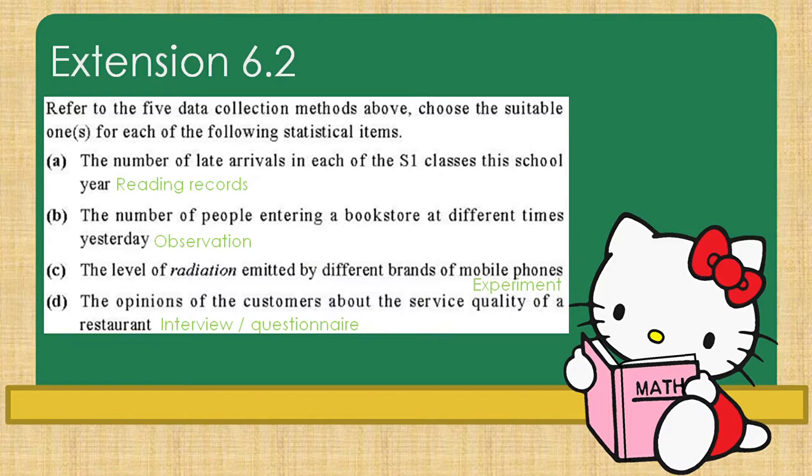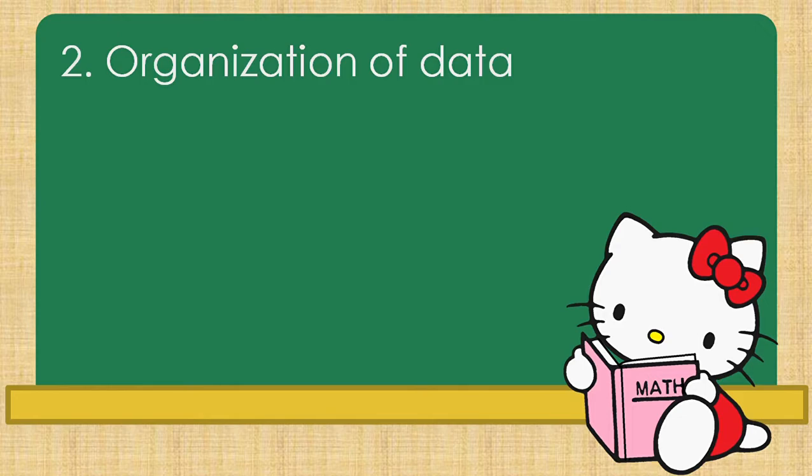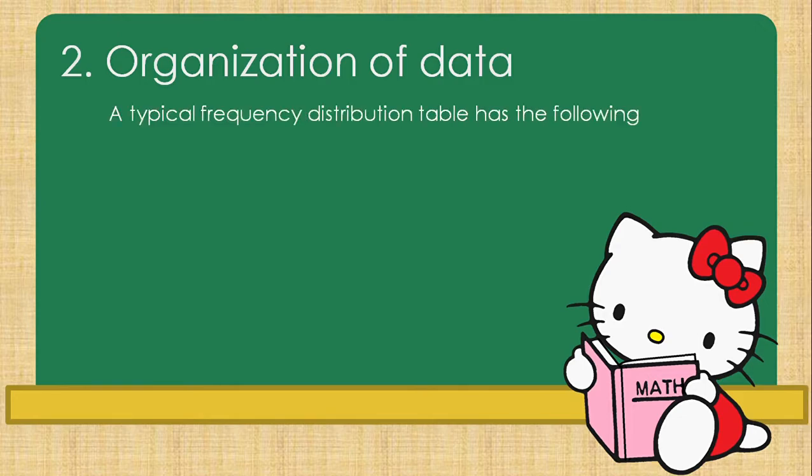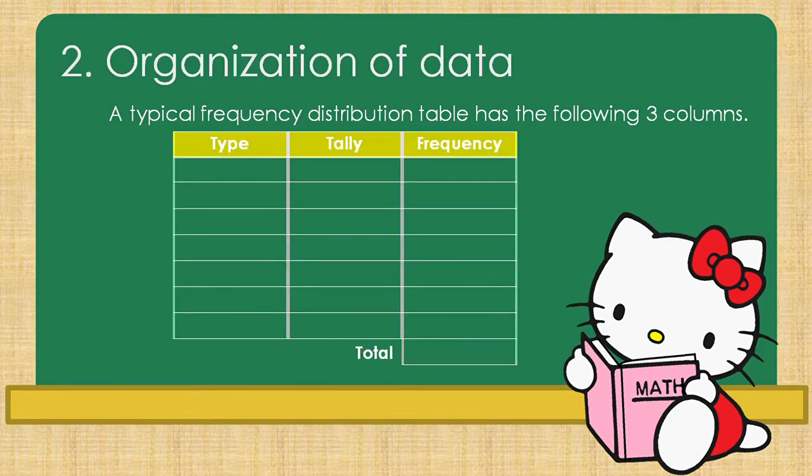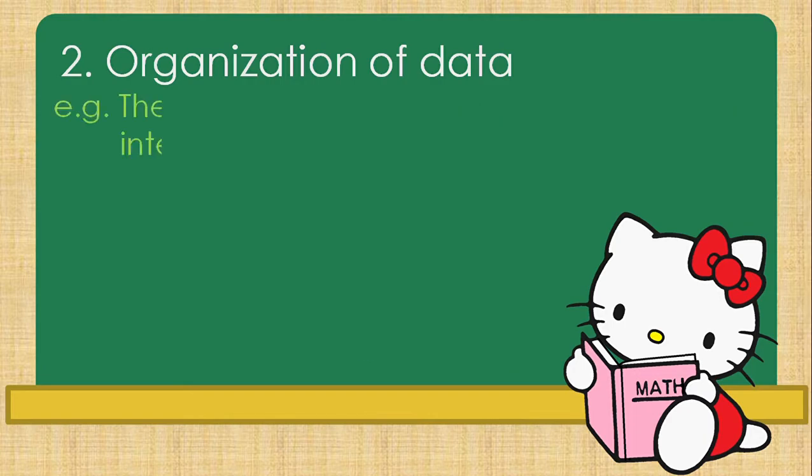After the collection of data, what we have to do is organize data. How to organize them? We usually use a frequency distribution table as shown to organize the data. How do we use it? Maybe we use an example.